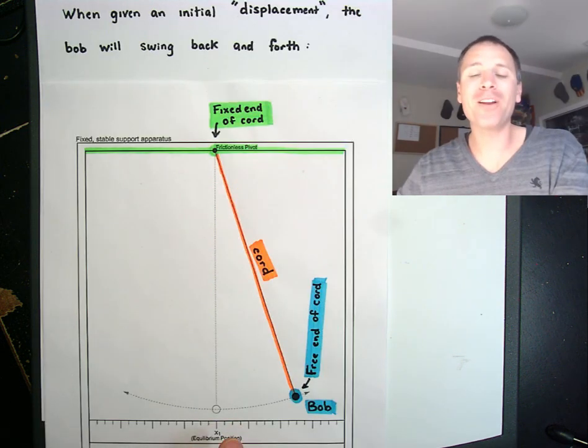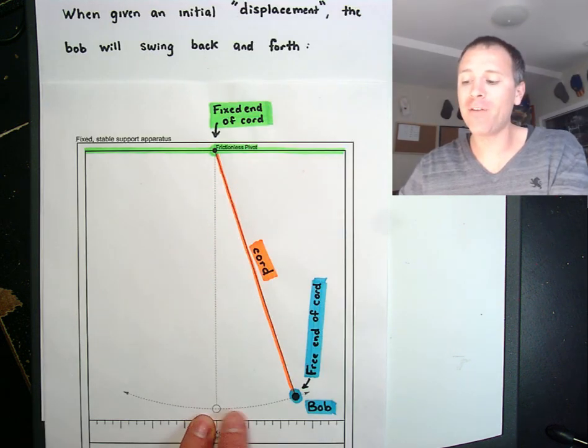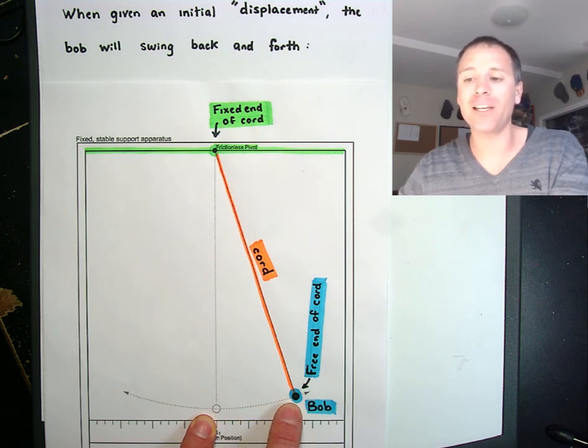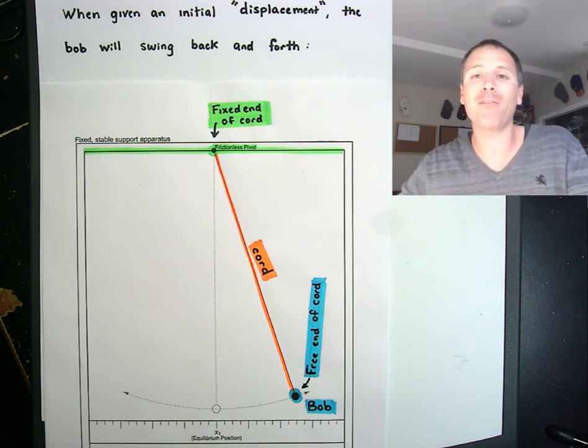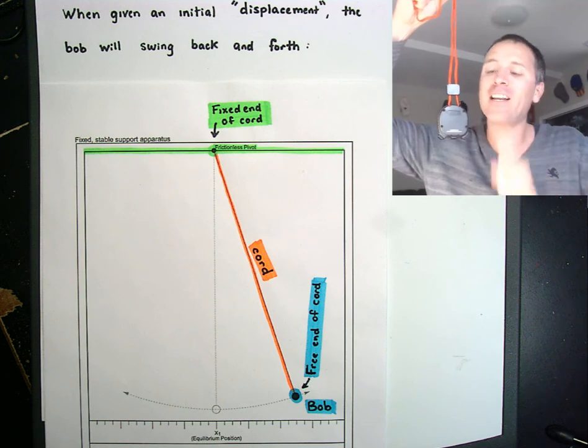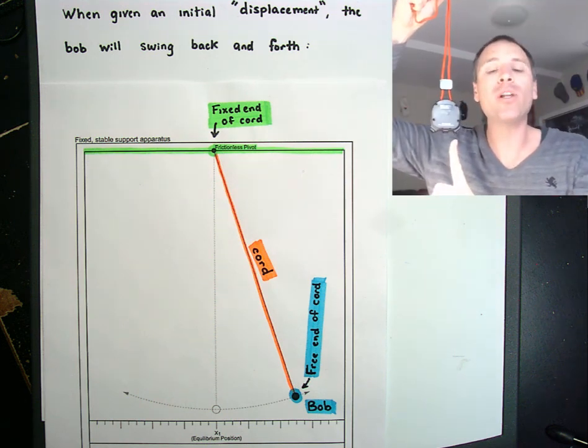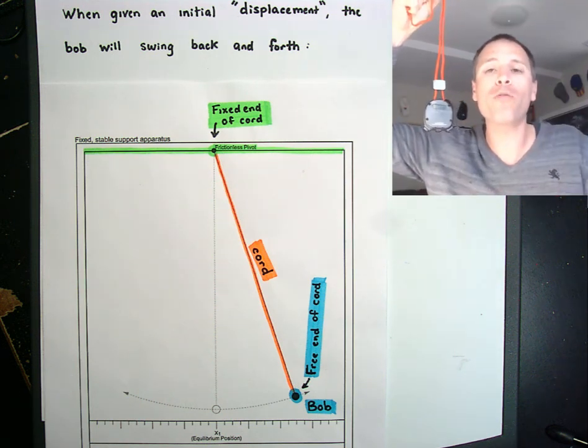With those three components attached as we described, we can give the bob an initial displacement so that it will swing back and forth. What I mean by this is if I let it come to rest, it's going to come to an equilibrium position and it won't move for the rest of time.